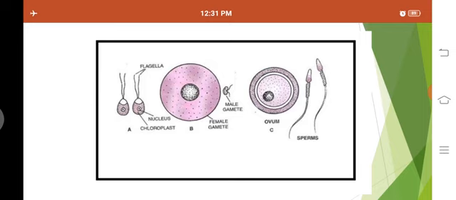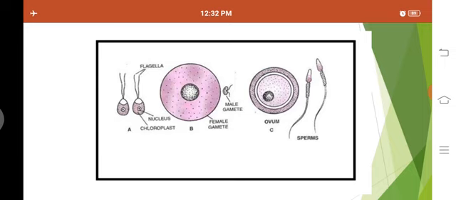Okay, what I told here: in homogametes, both male and female gametes produced are the same in their appearance. In the first diagram, A, you can see it is labeled: flagella are present, nucleus is present, chloroplast is also present. It is Chlamydomonas, which is one of the green algae. Both are the same in their appearance. Therefore, we can give this as an example for homogametes.